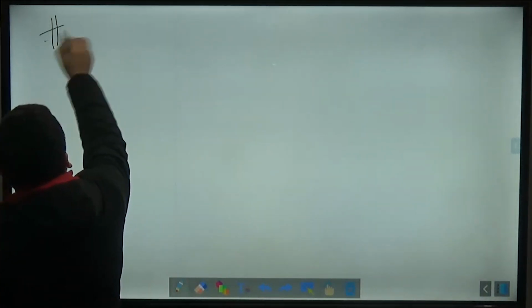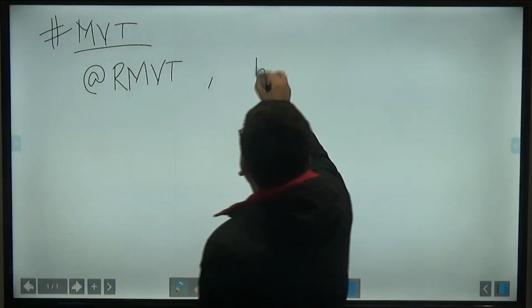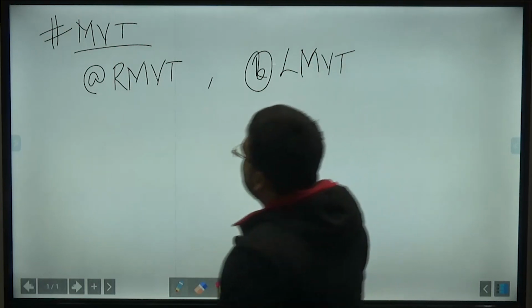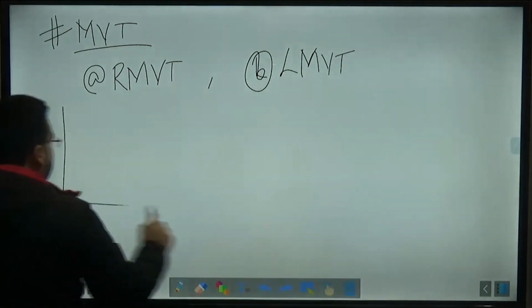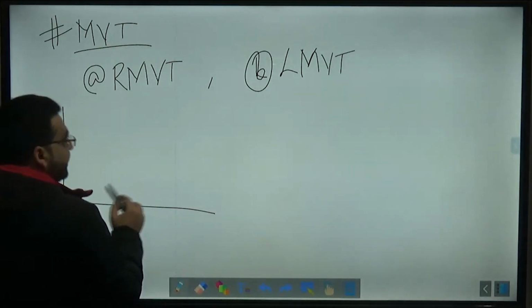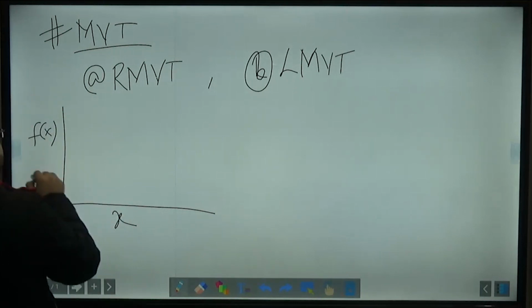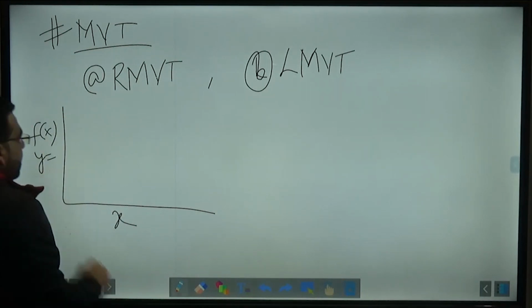After this, students, we discussed the mean value theorems. We have two mean value theorems: one is Rolle's mean value theorem and the second one is the Lagrange mean value theorem. These are the two theorems that we discussed. In Rolle's theorem, the statement is, this is my f of x and this is my x. Y is equal to f of x.